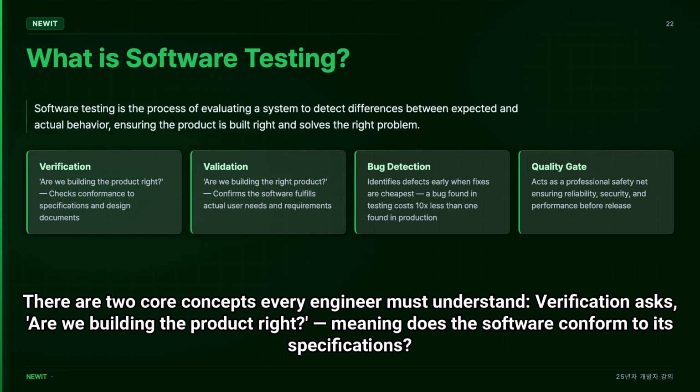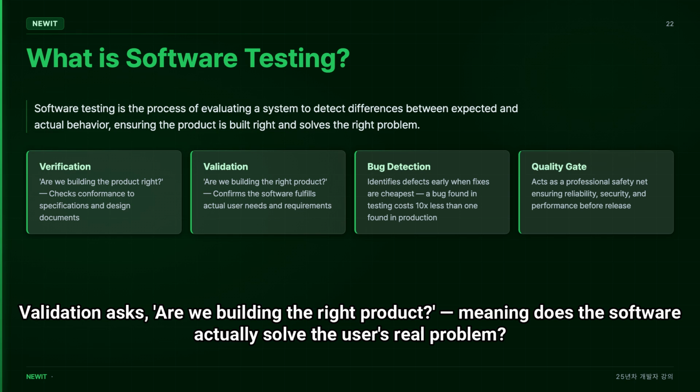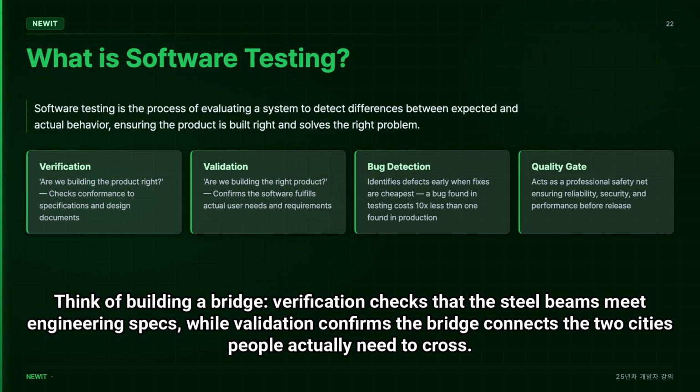Verification asks, are we building the product right? Meaning, does the software conform to its specifications? Validation asks, are we building the right product? Meaning, does the software actually solve the user's real problem? Think of building a bridge. Verification checks that the steel beams meet engineering specs, while validation confirms the bridge connects cities people actually need to cross.